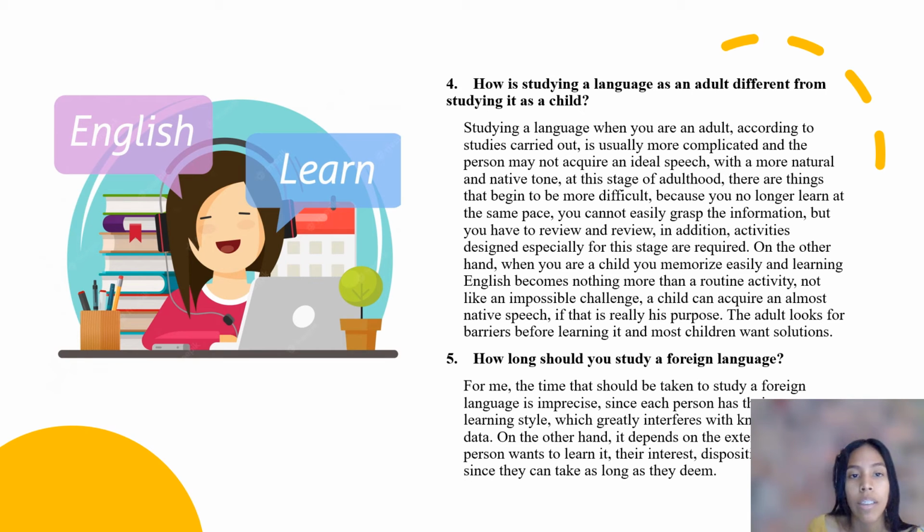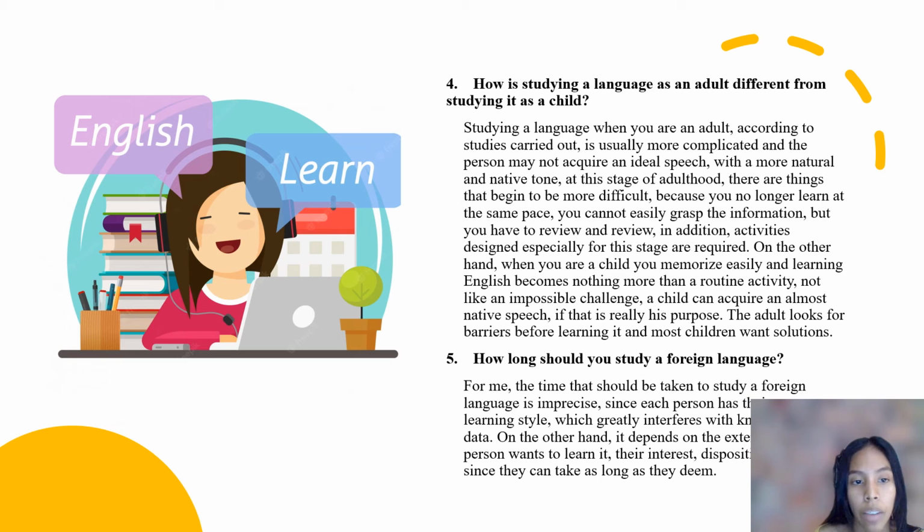How is studying a language as an adult different from studying it as a child? Studying a language when you are an adult, according to studies carried out, is usually more complicated and the person may not require an ideal speech with a more natural and native tone. At this stage of adulthood, there are things that begin to be more difficult because you no longer learn at the same pace. You cannot easily grasp the information, but you have to review and review, and additional activities designed especially for this stage are required.